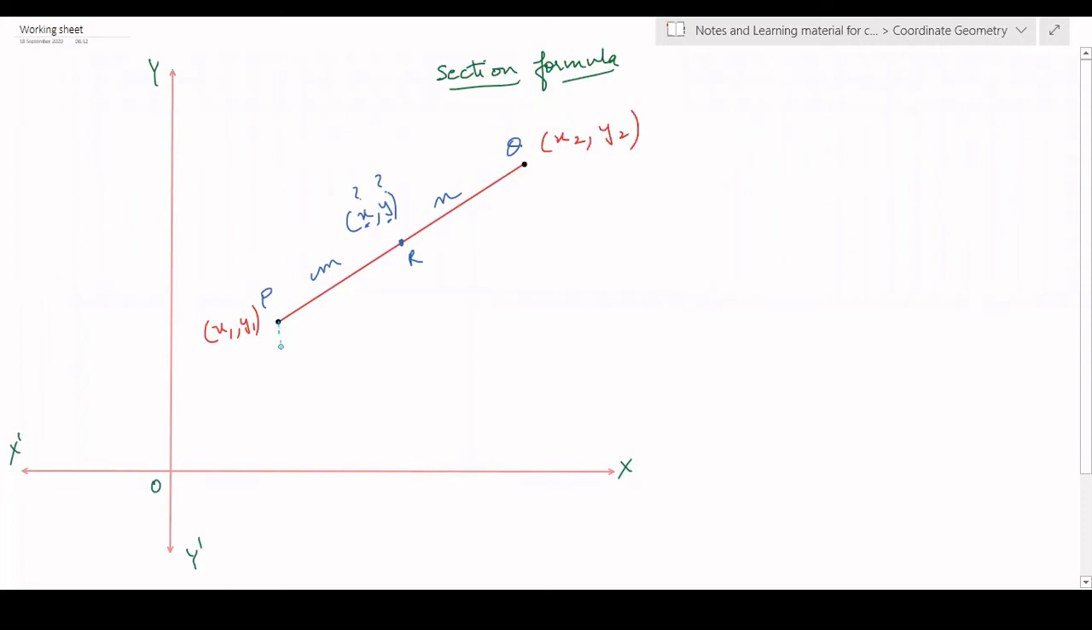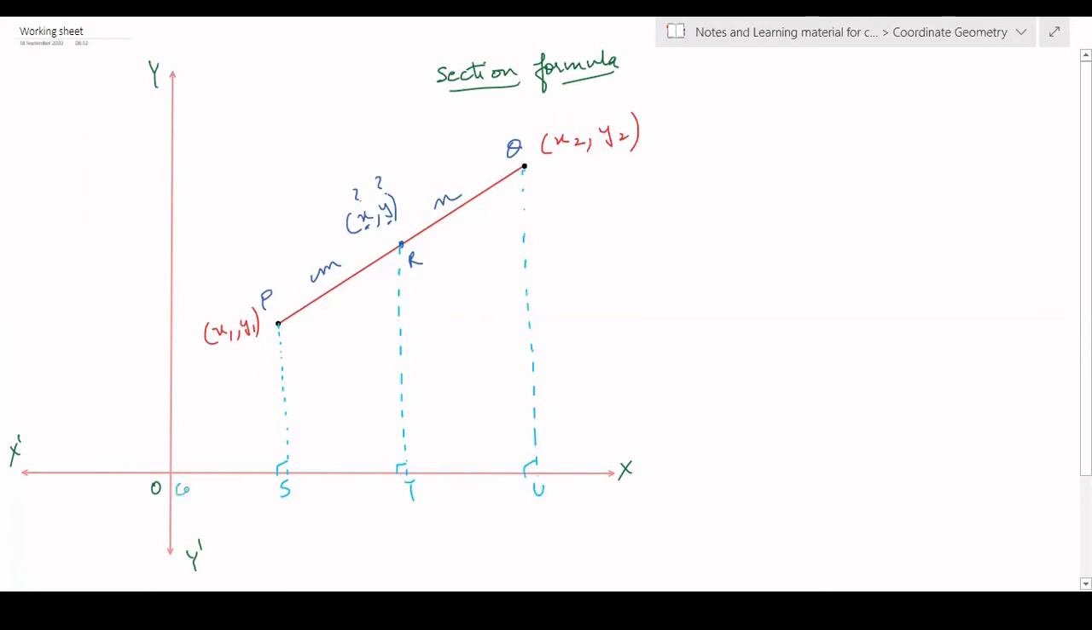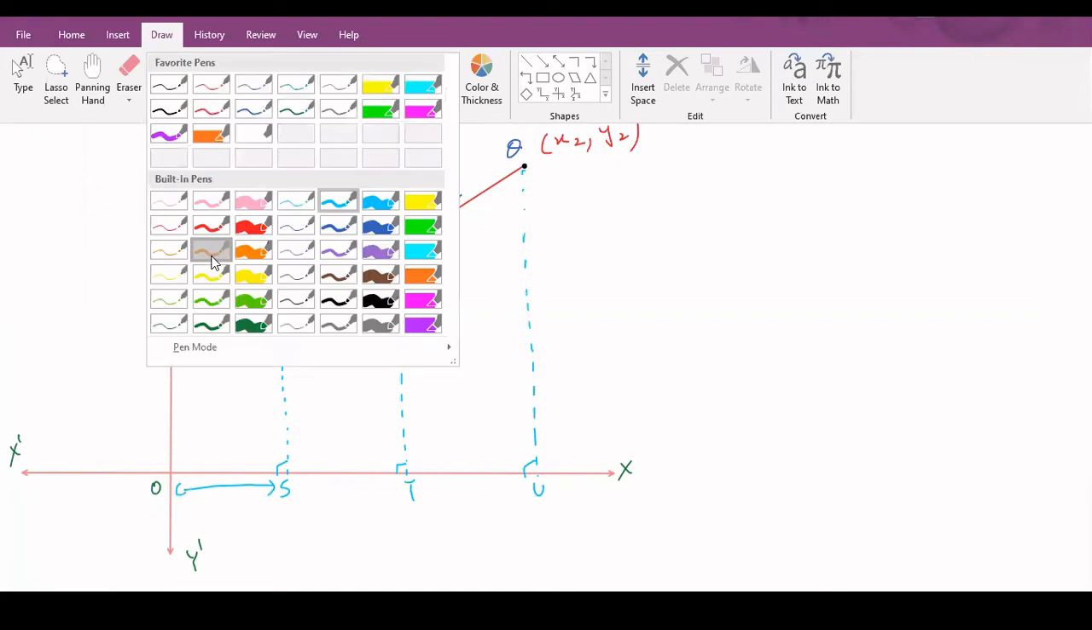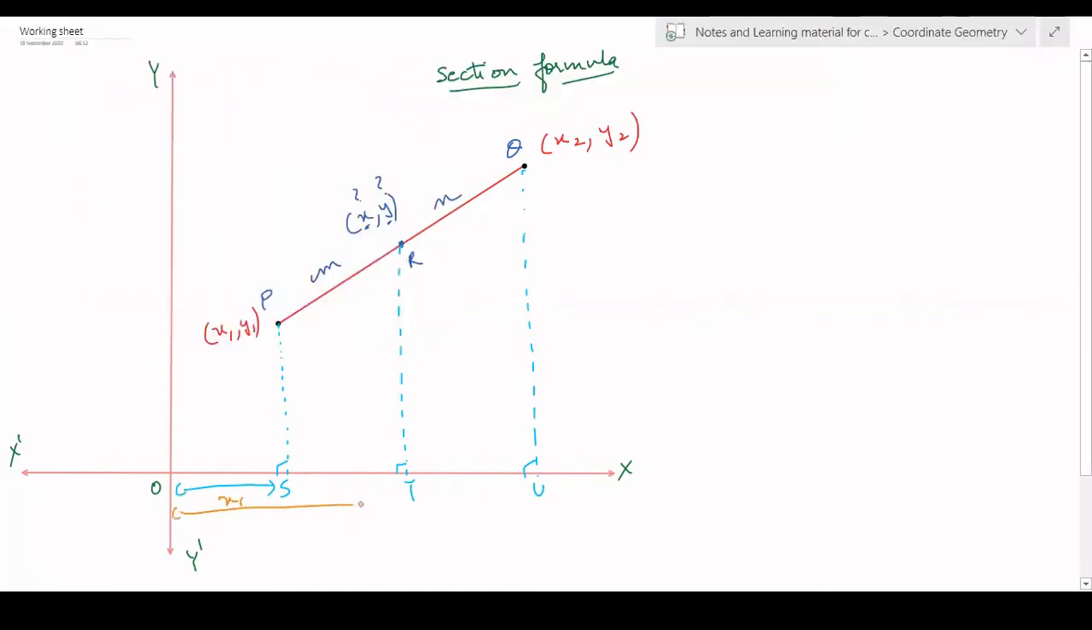We'll drop the perpendicular from P on the x-axis. Let's call this point S. We do the same from R and call it T. From Q, let's drop the perpendicular and call it U. Since the point P is x1, y1, the distance OS is x1. The distance from O to T is x because the abscissa for R is taken as x, and the distance from O to U is x2, the abscissa for Q.